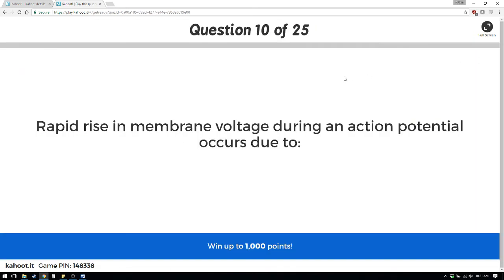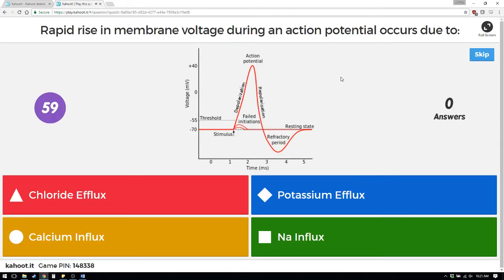All right. Rapid rise in membrane voltage during an action potential occurs due to... Well, actually, showed up pretty good. So it would be this portion of the action potential. What do we think?